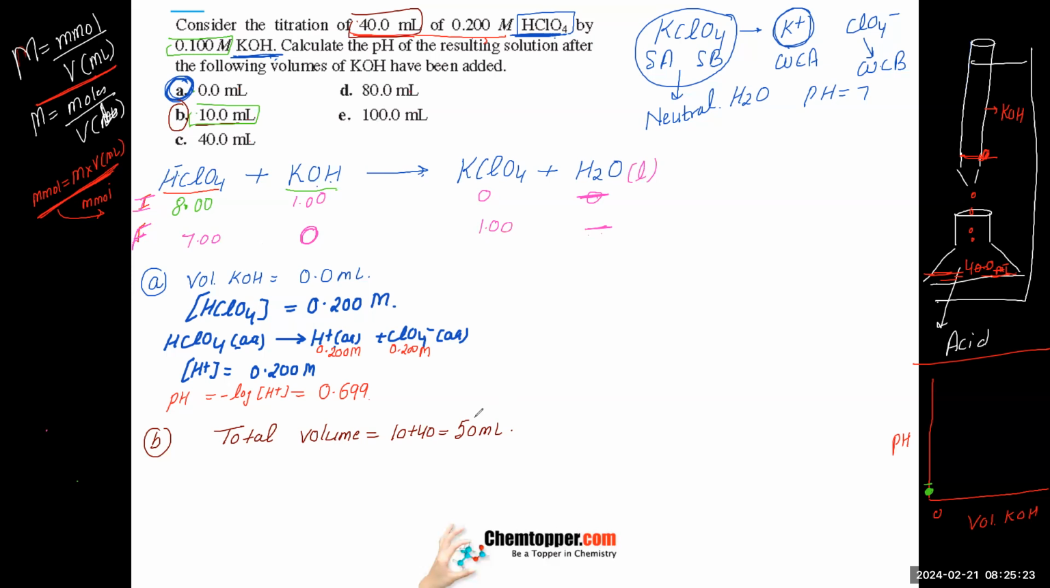Okay. Now, who is going to control the pH? Look at the final. In the final, who is stronger, children? HClO4 or KClO4? HClO4. But to know the pH, I need to know the concentration of HClO4. These are the millimoles, right? Isn't it 7.00 divided by the total volume in milliliter, 50 ml? This is molarity now, millimoles over ml. How much is this?